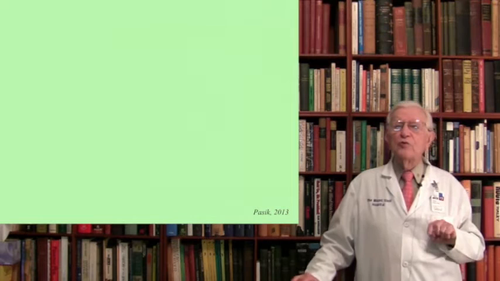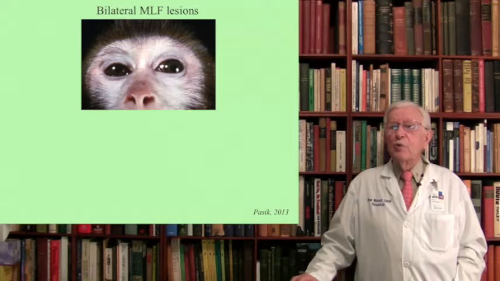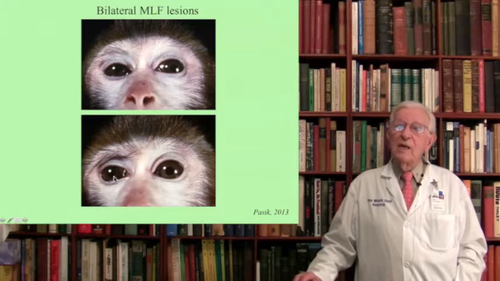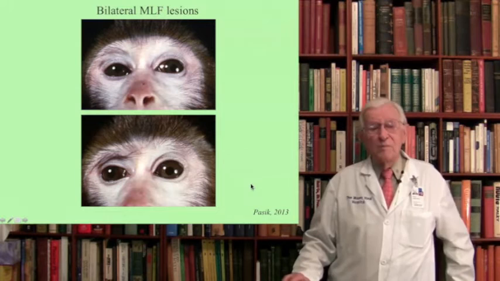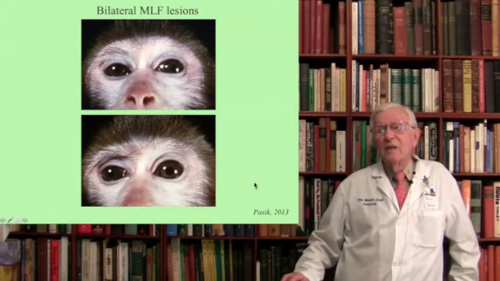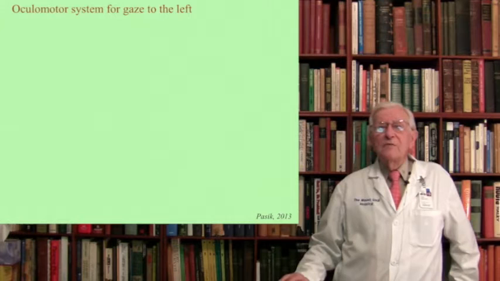You have here an example in an animal. Take a look. This animal is trying to look to the left, and you can see that the left eye moves out, but the right eye remains in the midline. And if the animal tries to look to the right, now the right eye goes all the way, and the left eye remains in the midline. This animal has a bilateral MLF lesion, and bilateral MLF problems in the human are not uncommon because it is a very heavily myelinated tract that can be affected for many things, and one of them would be MS, a demyelinating disease.